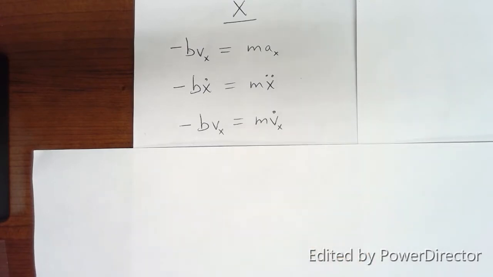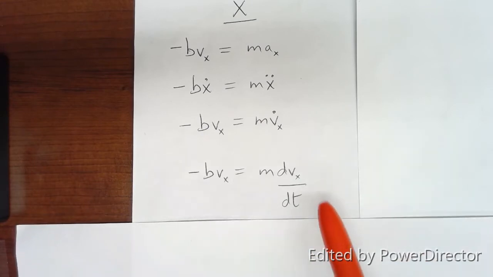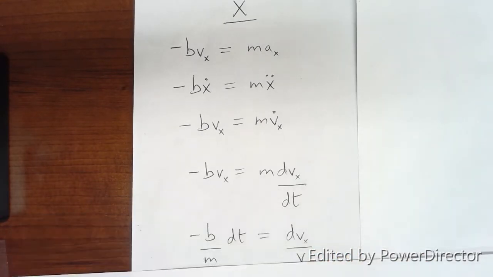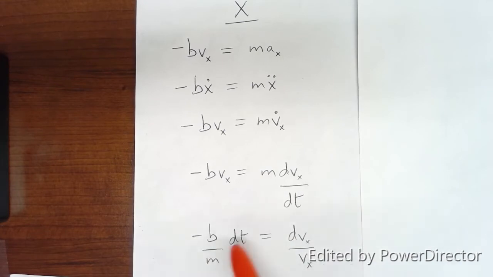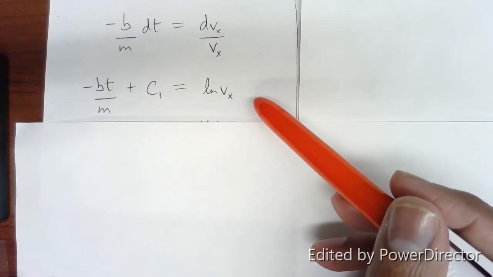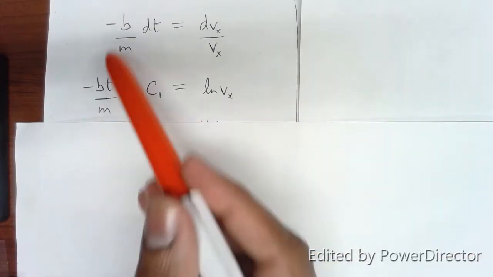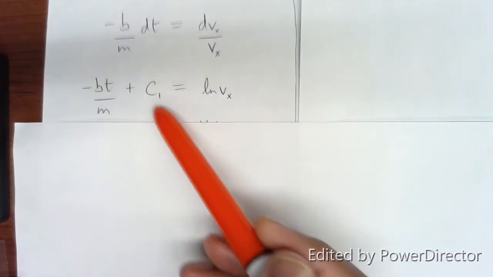This can be solved. Vx dot, after all, is just dvx over dt. And we can separate the variables. Our two variables here are vx and t. And so we move the constants and t dependent terms to one side and the vx dependent terms to the other side. And now we integrate. On the vx side, we end up with natural log of vx. And on the other side, we end up with minus b over m times t plus c1, which is an integration constant.